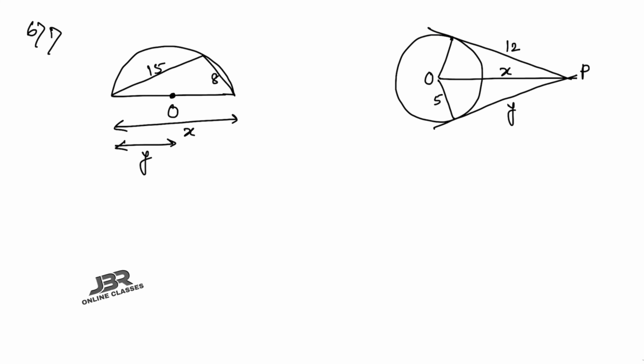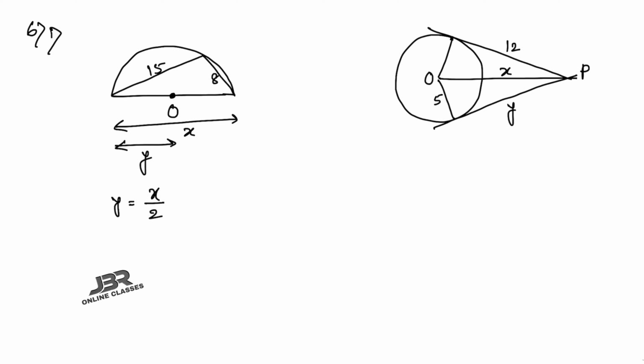So here the first problem. In each of the following figures, O is the center of the circle. Find the values of x and y. Sorry, it's not 0, it's O. So here in sum number 1, x means the diameter of that semicircle. Clear? And y means the radius of that semicircle. So you know that y is definitely half of x, because the radius is always half of the diameter.